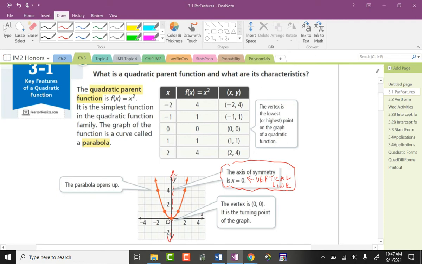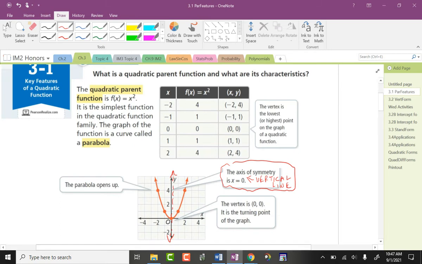And I made it dotted because it's not part of the equation or part of the line of the parabola, but it's a thing that describes the parabola. And why it's called an axis of symmetry is it's symmetric. It's cut in half by that vertical line. So that's why it's called the line of symmetry. Hopefully you know what symmetry means.